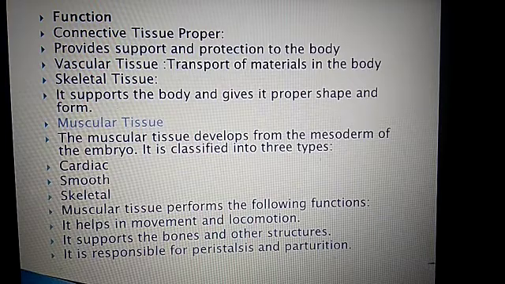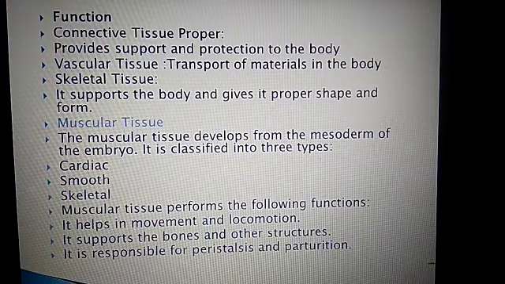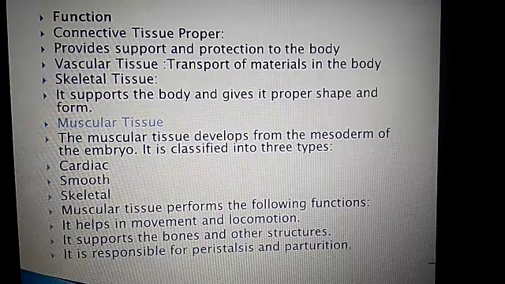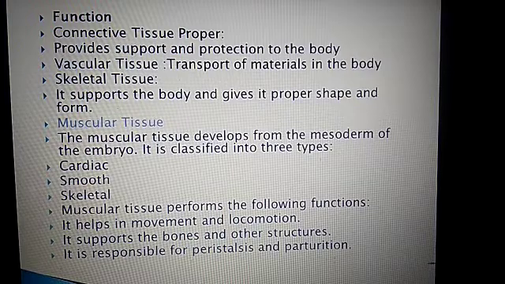Muscle tissues perform the following actions. It helps in movement and locomotion. If we want to shake our hand, move or turn our body or turn our head, muscle tissue is present which helps in movement and locomotion. It supports the bones and other structures of the internal organs, and the muscles give shape to the body. It is responsible for peristalsis and parturition.